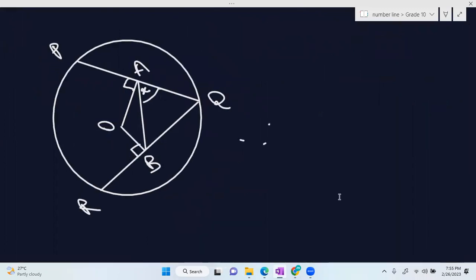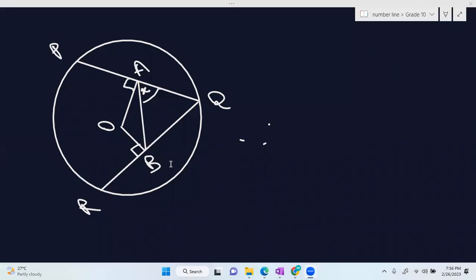Okay, by looking at the diagram, can you tell me whether it belongs to the first one or the second one? That means the diagram we drew in the beginning. Second one. Yes. What is the result then?